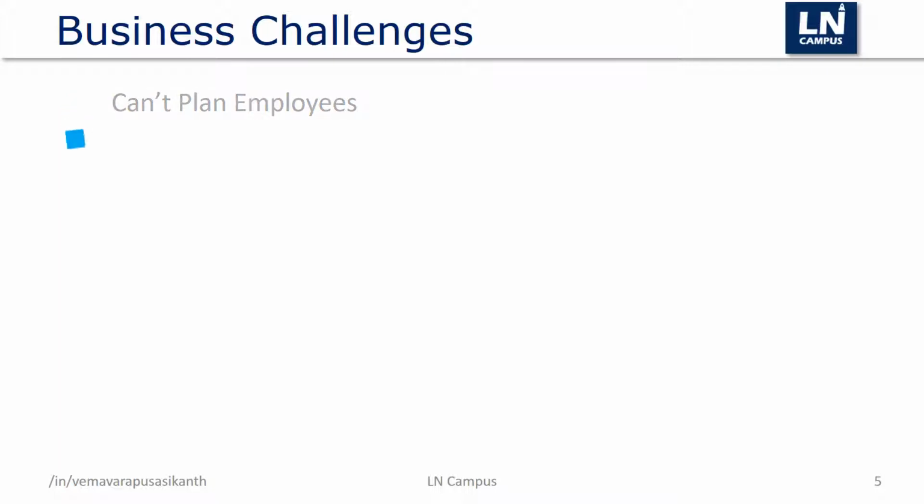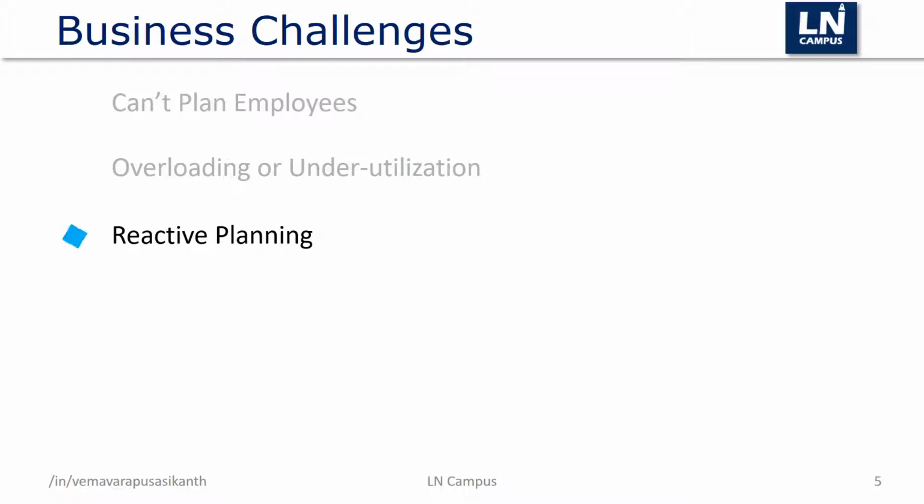Since the planning and assignment activities are being carried out manually in most of the enterprises, it is possible that they end up with either overloading of the employees or underutilization of few employees. The third business challenge is that due to the customer escalations, it is possible in most of the cases that the planner would go for a reactive planning. This can typically happen in case of field service.